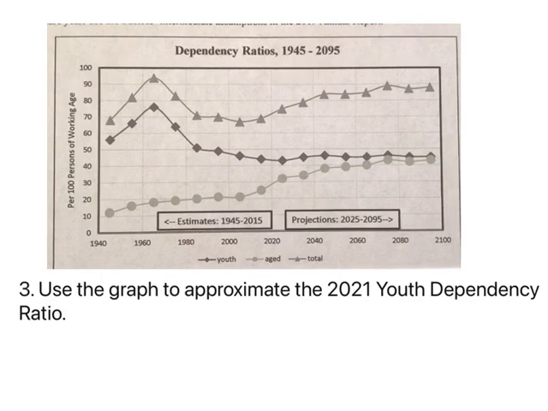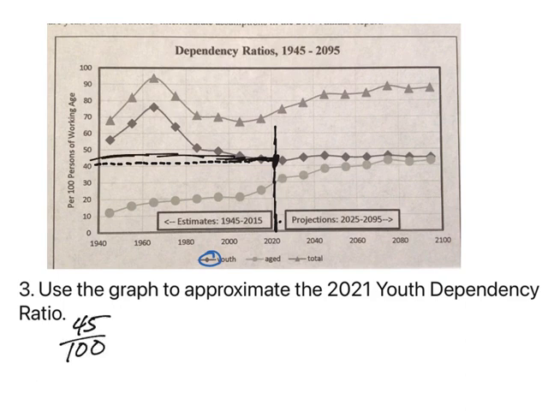Let's look at number 3. Use the graph to approximate the 2021 youth dependency ratio. Well, the youth are the diamonds, I guess, and we're looking for 2021. So 2021 is going to be just past this. So we're looking at right here. Then if I put myself over here, I can go maybe 41, 42, 43, somewhere in the mid-40s. Let's use 45 just for fun. But somewhere between 40 and 45. Okay, because this is youth over 100 workers. So that's what this means.